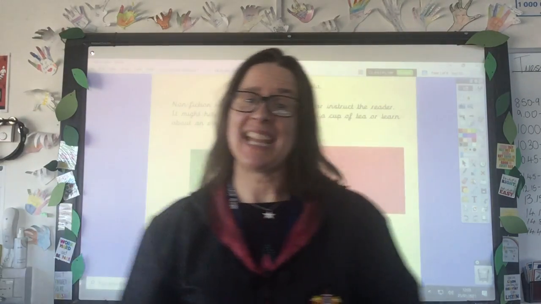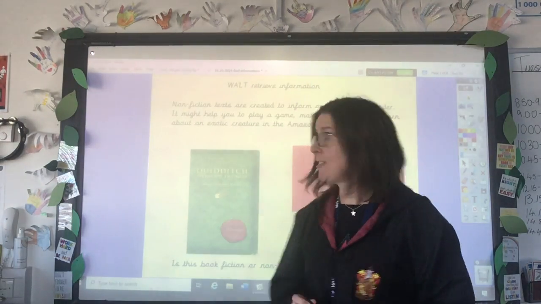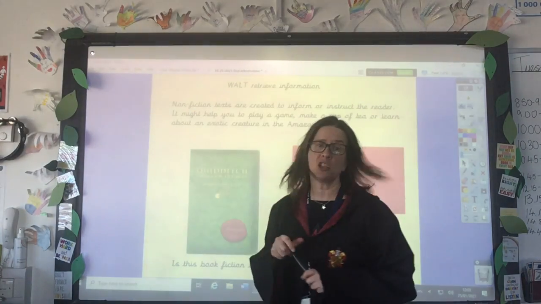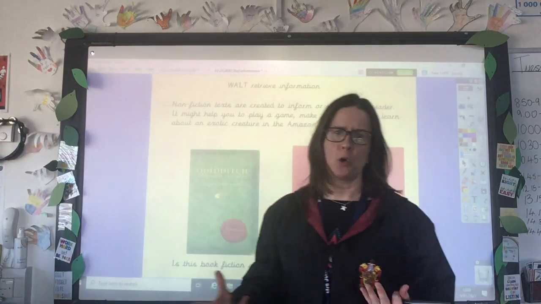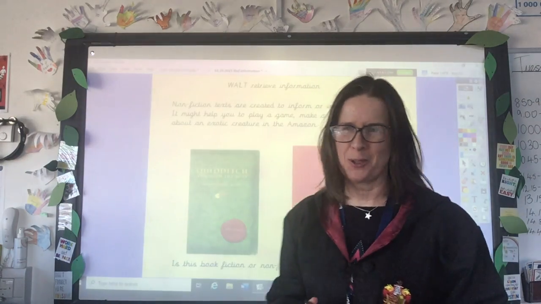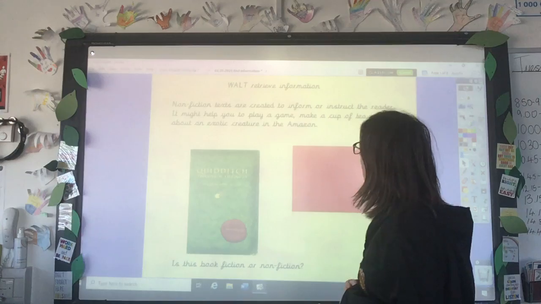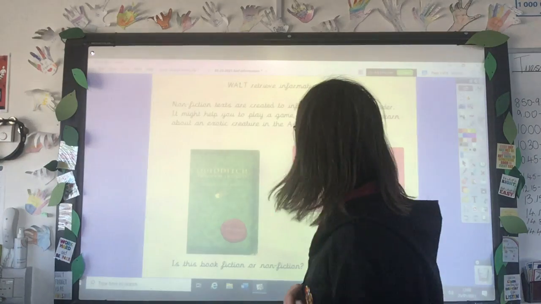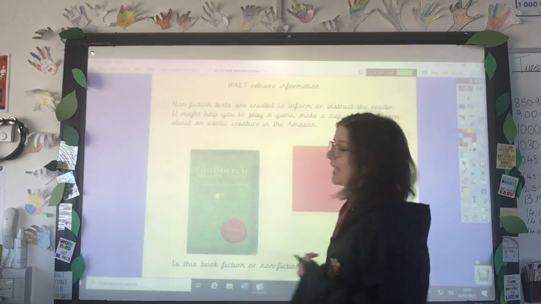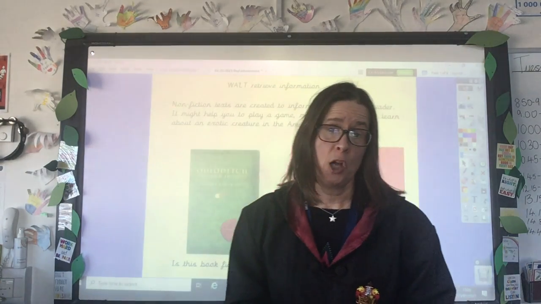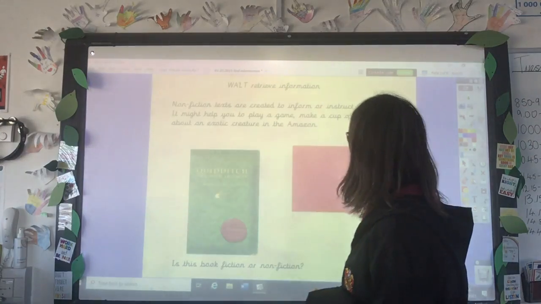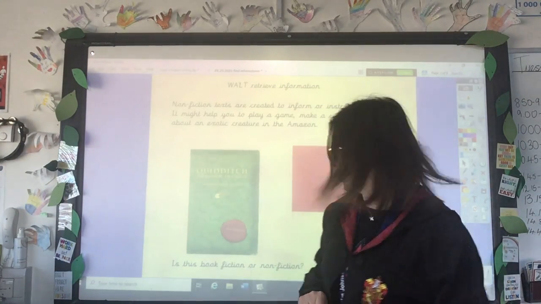We're talking today about non-fiction texts and learning to retrieve information from them. Now, as I'm sure you know, non-fiction texts are what, when you were younger, you used to call fact books. They're not stories, they're usually factual, and they might help you to play a game, make a cup of tea, or they might tell you all about an exotic creature who lives in the Amazon. So they give you information or instructions.